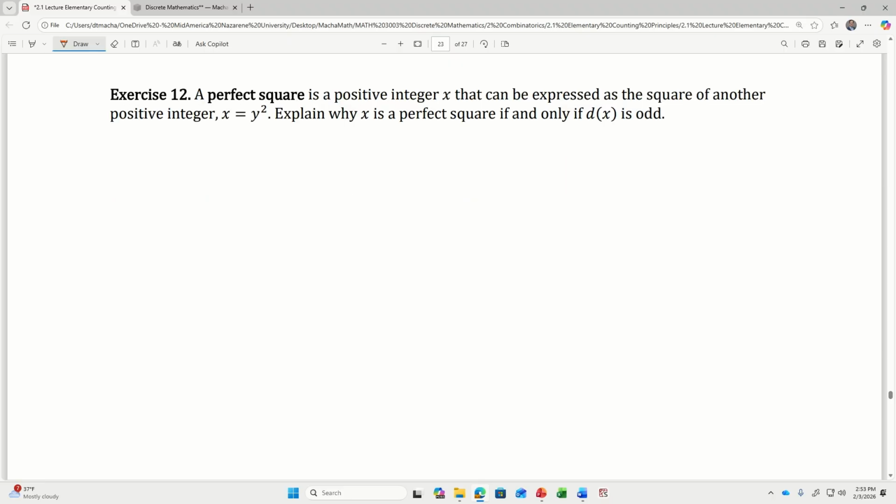A perfect square is a positive integer that can be expressed as the square of another positive integer. So if y is a positive integer, y squared is equal to x. X is a perfect square. Explain why x is a perfect square if and only if the number of divisors is odd.